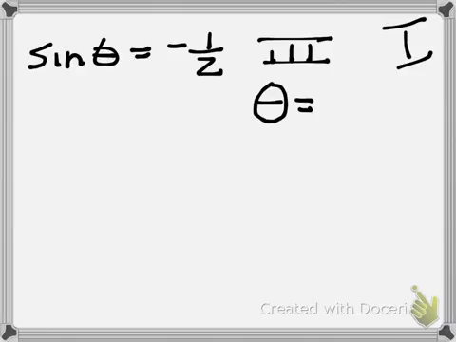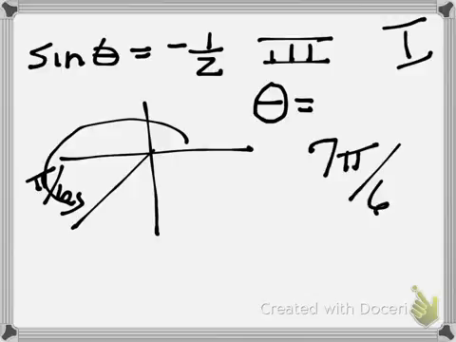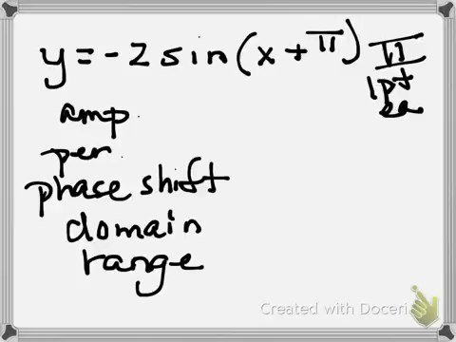Okay, we're given that the sine of theta is -1/2, and you're given that you're in the third quadrant. What is theta? What angle has as its sine positive 1/2? Pi over 6. So we're putting pi over 6 in the third quadrant, and what angle do we get? 7 pi over 6.